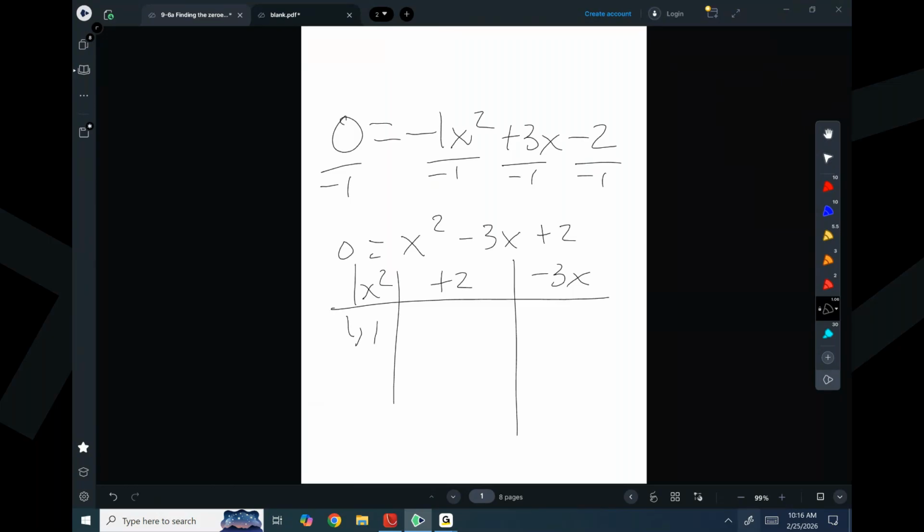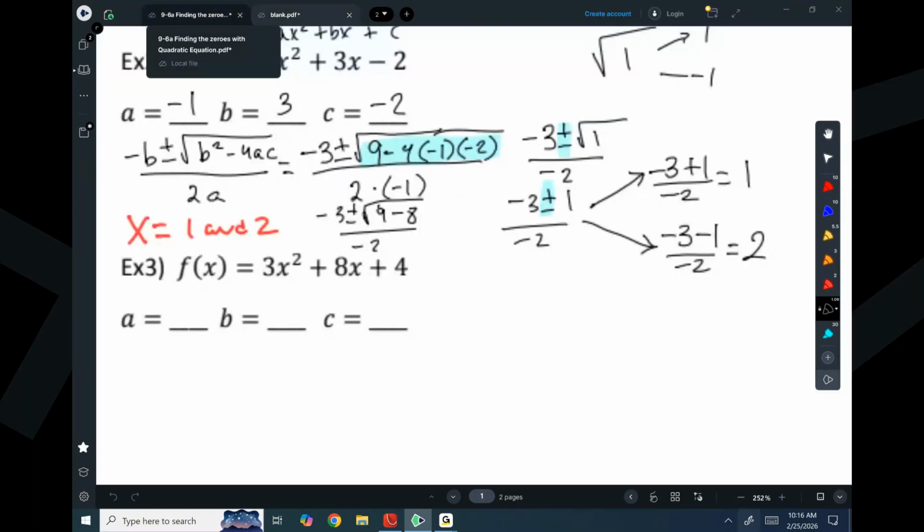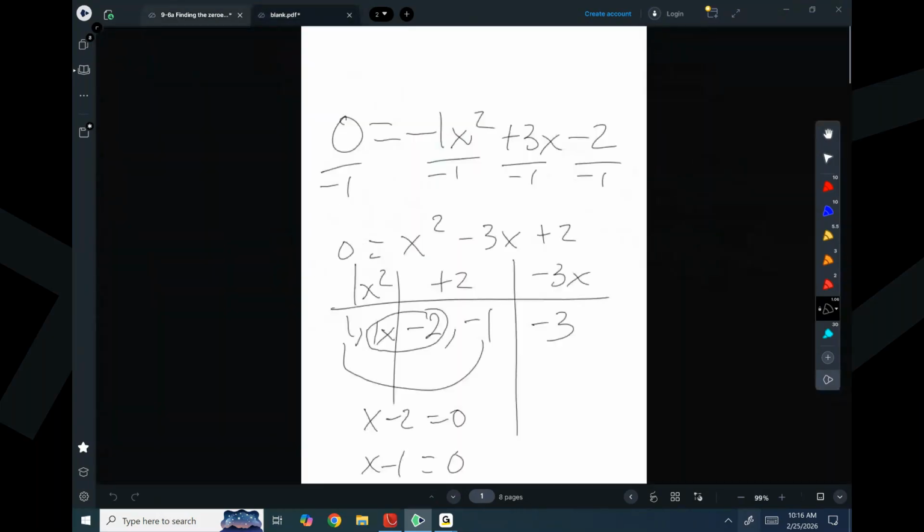What multiplies to 2 but adds to negative 3? Negative 2 and negative 1? 1 times negative 2, negative 2. 1 times negative 1, negative 1. Negative 2 and negative 1 is negative 3. I found it. My two factors are what? x minus 2 and x minus 1. I'd have x minus 2 equals 0 and x minus 1 equals 0. What are my two answers? 2 and 1, which is exactly what I just did here. 2 and 1, which was way easier to do with the table.